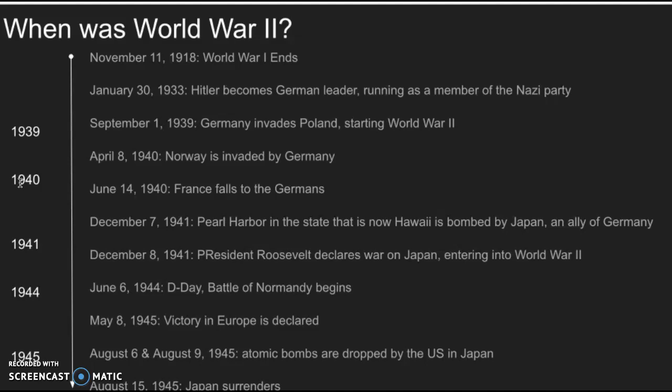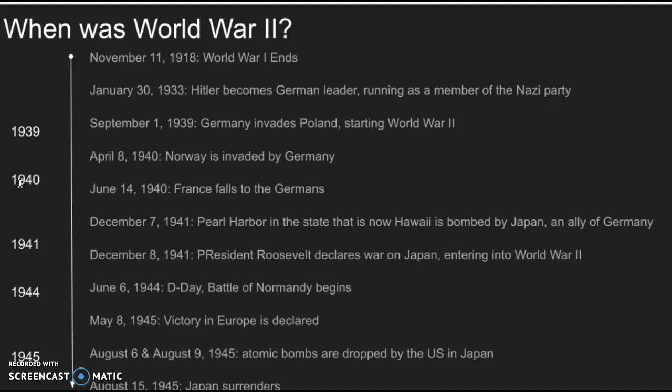Norway was invaded in April of 1940, and then in June of 1940, France falls to the Germans. This is pretty important because France is a pretty big and central country in Europe. And up until this time, the U.S. wasn't involved except to help supply the Allied forces, but they didn't have troops fighting. But then, on December 7th, 1941, Pearl Harbor, which was a naval base in what we now know as Hawaii, was bombed by Japan.